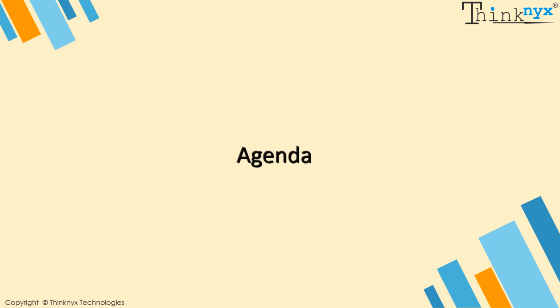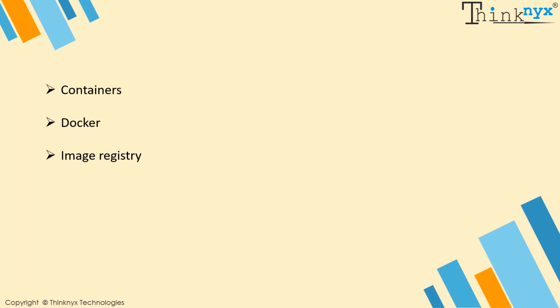Let's take a look at the agenda for today. First, we will understand what the problem was with the traditional approach and how containers are helping in resolving this issue. Later, we will discuss what Docker is. We will also understand what image registries are and what are the different types of public registries. In the later part of the video, we will understand Docker architecture, and at the end, we shall discuss some of the features of Docker.